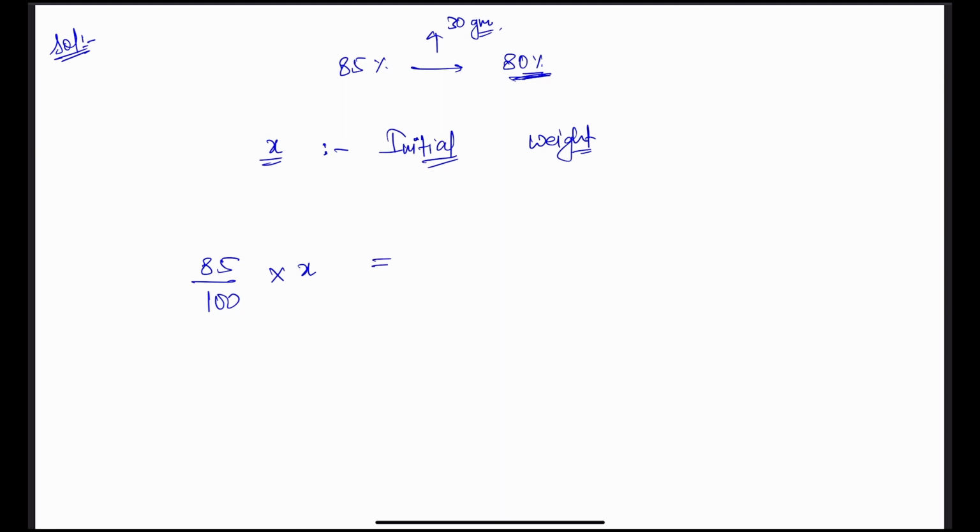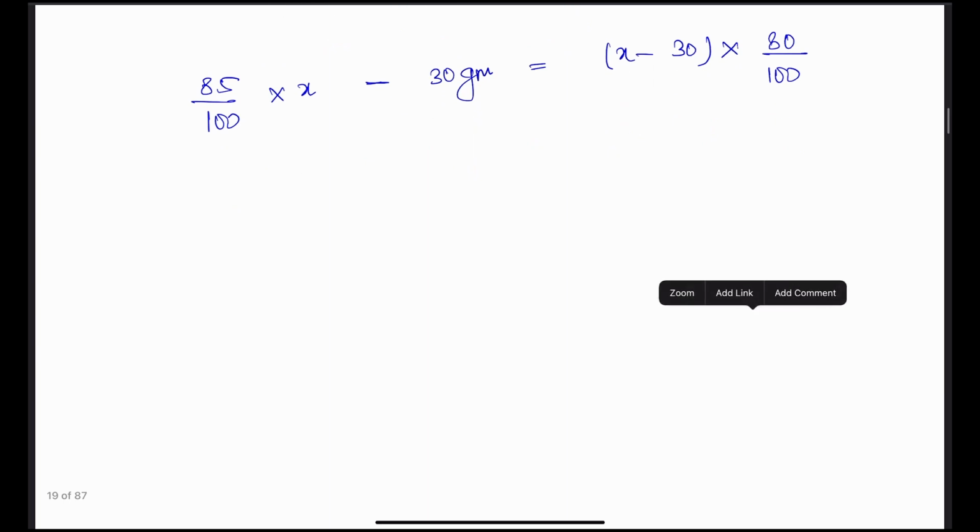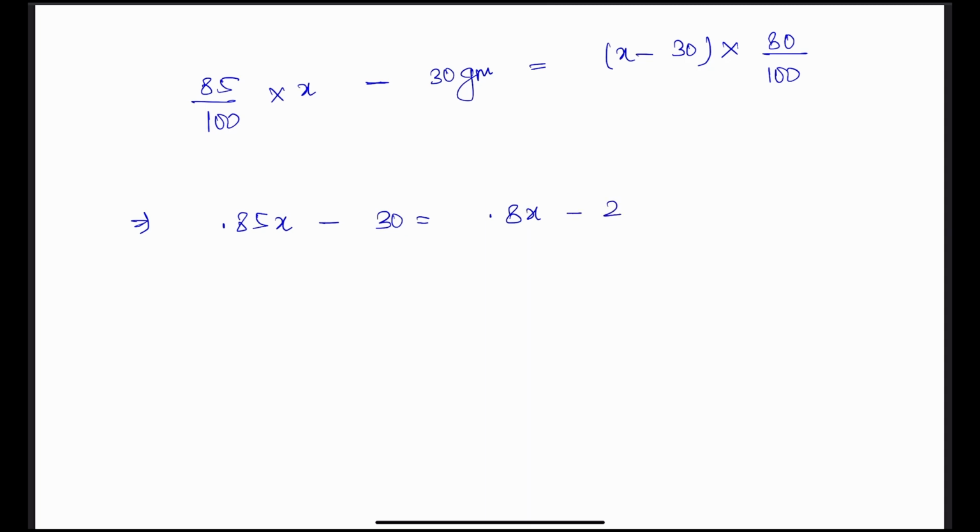Then minus 30 gram which is evaporated. If 30 gram is evaporated, pulp cannot be evaporated, the only thing that can be evaporated is the water. So x minus 30, and this is 80%. So 0.85x minus 30 equal to 0.8x minus 2.4.